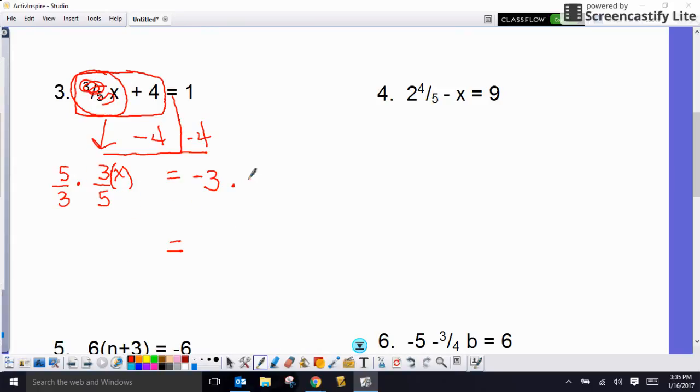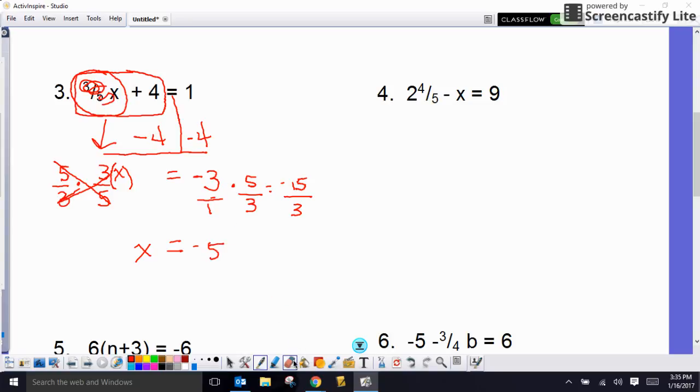Fraction divided by fraction, you multiply the reciprocal. So that means on both sides, I need to multiply by 5/3. That cancels out, and that cancels out, and it leaves my x by itself. And -3 times 5 is -15. And that's 1 times 3 is 3. And -15 divided by 3 is -5.